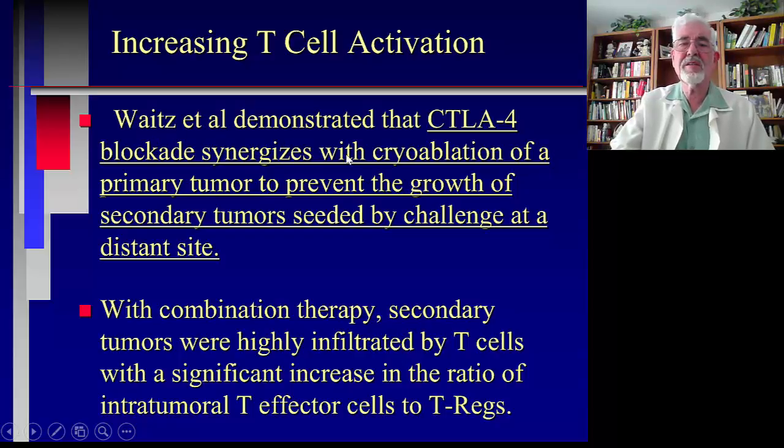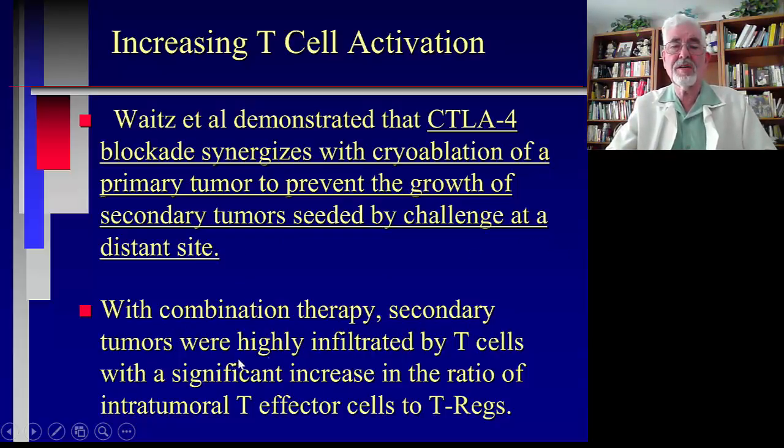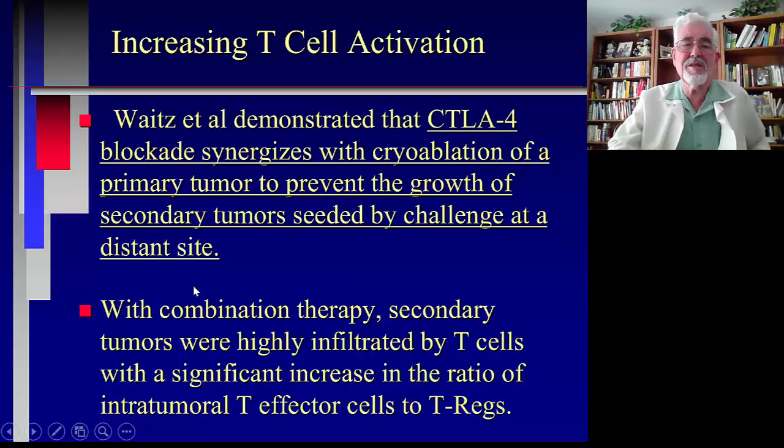We have here a researcher who demonstrated that CTLA-4 blockade synergizes with cryoablation of a primary tumor to prevent the growth of a secondary tumor seeded by challenge at a distant site. With combination therapy, secondary tumors were highly infiltrated by T cells with a significant increase in the ratio of intratumoral T effector cells to T-Reg. So what Weitz demonstrated is that by giving the CTLA-4 blockade in the local tumor, they were able to generate a situation in which the secondary tumor was better controlled because there was a positive effect on the T effectors. Those are the T cells that kill the cancer, versus the T-Regs that inhibit the activation of T cells.